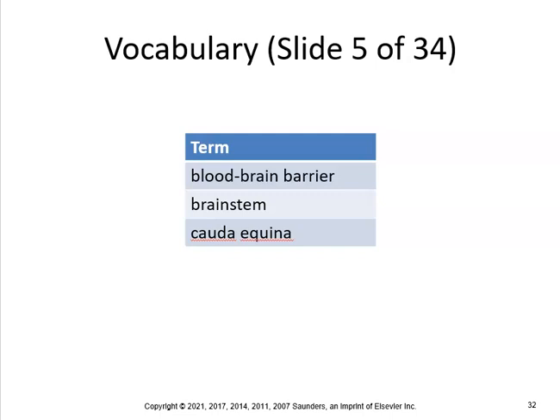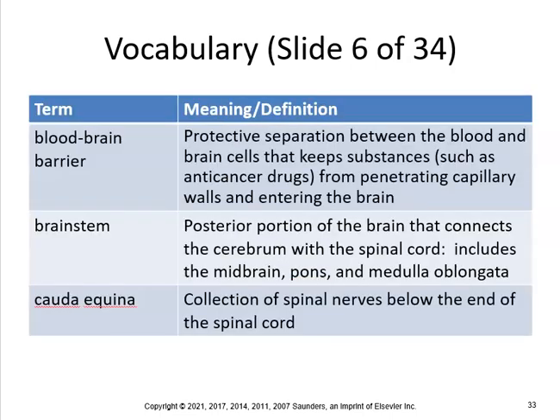You have a blood-brain barrier, brainstem, and cauda equina. The blood-brain barrier is a protective separation between the blood and brain cells that keeps substances such as anti-cancer drugs from penetrating capillary walls and entering the brain. The anti-cancer drugs are unfortunately too large, so that's why you can't treat brain cancer with chemotherapy. So you have to do surgery to take out parts of the brain. So only small molecules can enter the blood-brain barrier.